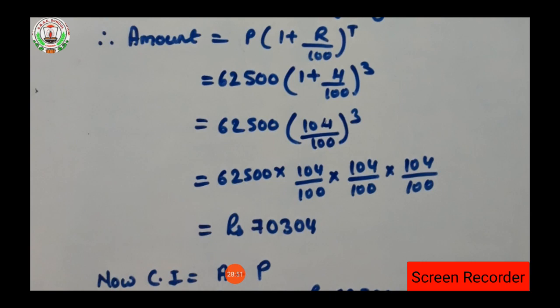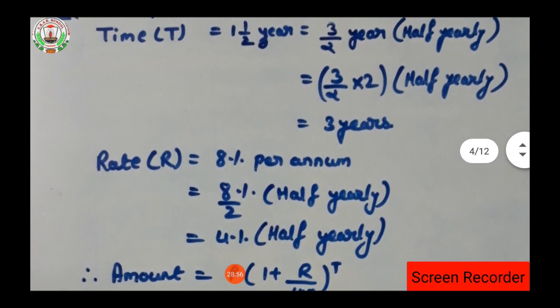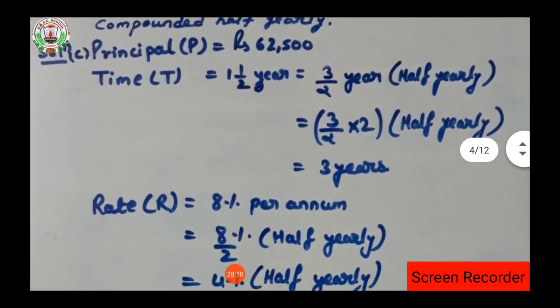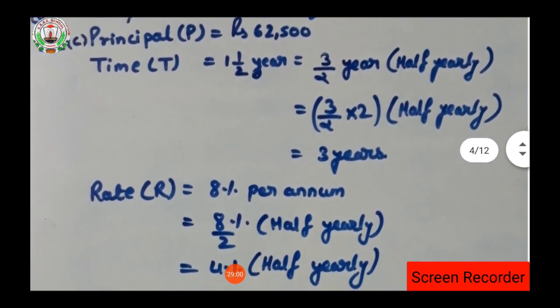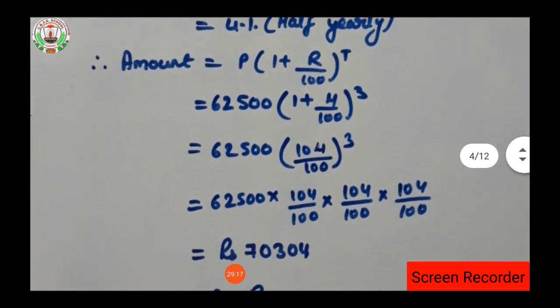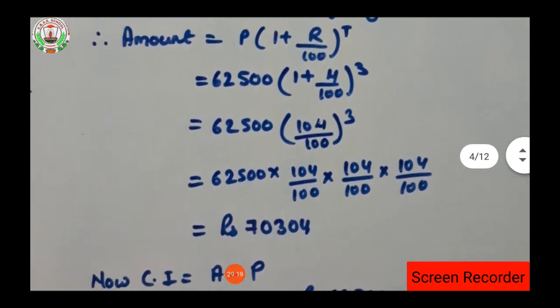It will become easier for you. So first, convert the time to double. That means in half yearly, the time will become double and the rate will become half. So whatever the time is, just multiply it by 2, and whatever the rate is, just divide it by 2 when the question says compounded half yearly. Clear? The rest you can solve easily.